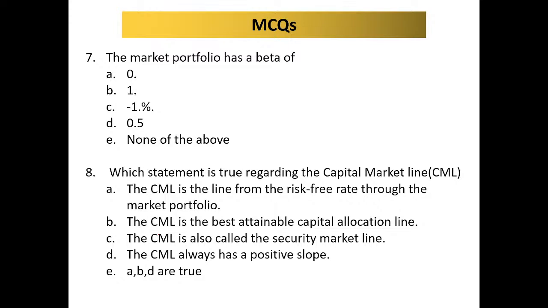And 8th, which statement is true regarding the capital market line? We have 5 options. A says CML is a line from risk-free rate through the market portfolio. B says CML is a best attainable capital allocation line. C says CML is also called the security market line. D, CML always has a positive slope. And E, which says A, B, D are true. Let's see the answers. For 7, the answer is B, 1. For 8, the answer is E. A, B, D are true.